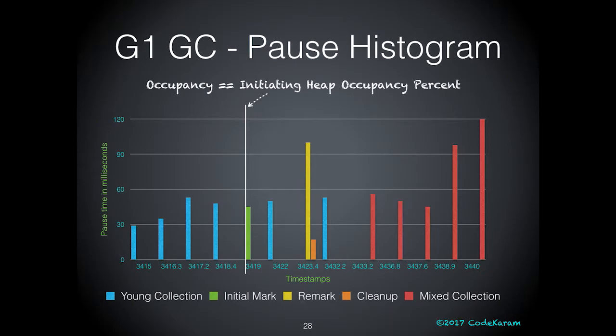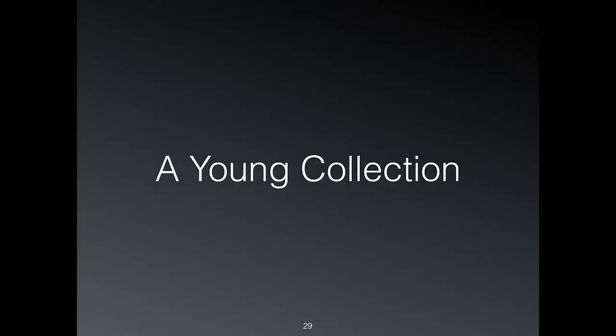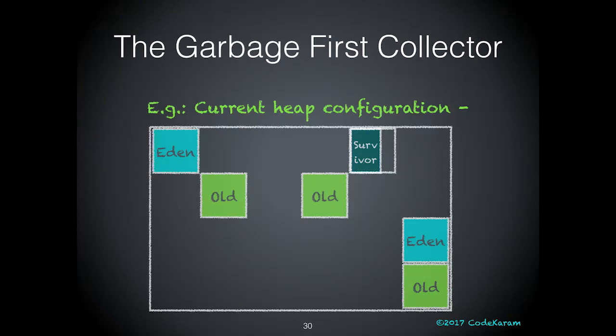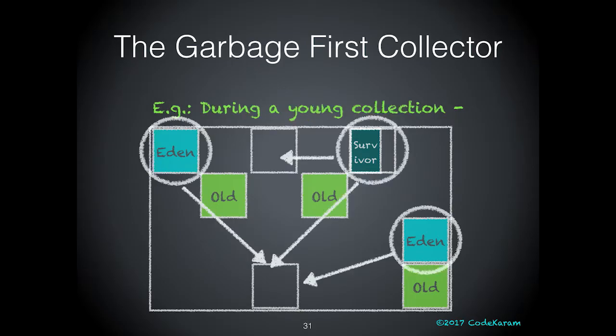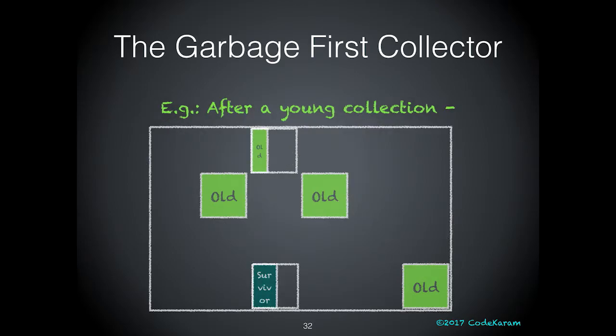And then, moving on from here, I'll quickly talk about what happens during a young collection. So basically describing what I just said. All your Eden regions and survivor regions are collected, basically compacted, and the live objects are moved to either survivor or promoted based on their age.